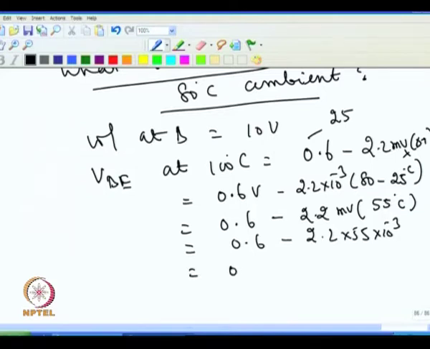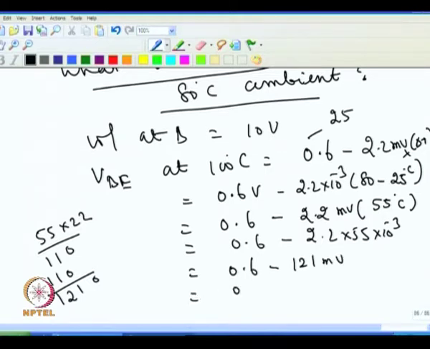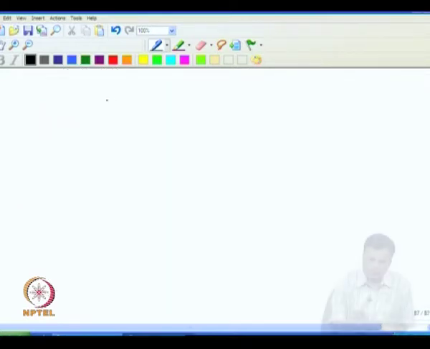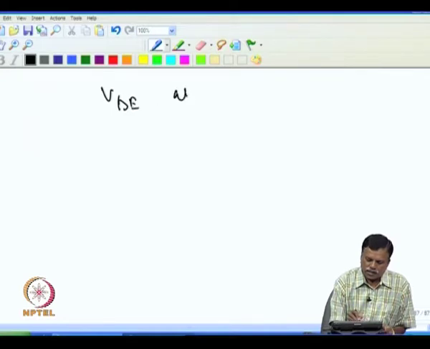That comes to 0.6 minus 2.2 into 55, and 55 into 2.2 comes out to be 121 millivolt, that is 0.6 minus 0.12, which will be 0.48 volt. So VBE at this higher temperature would be 0.48 volt.